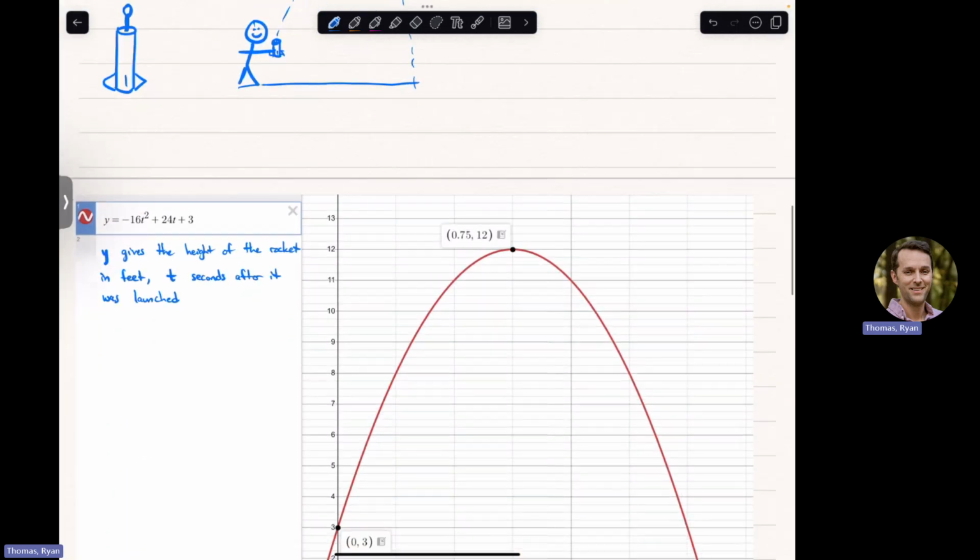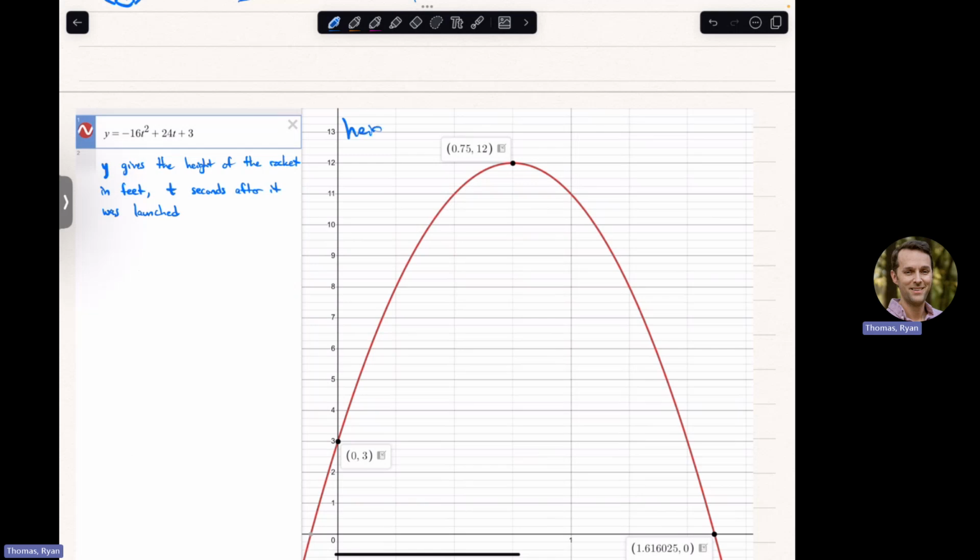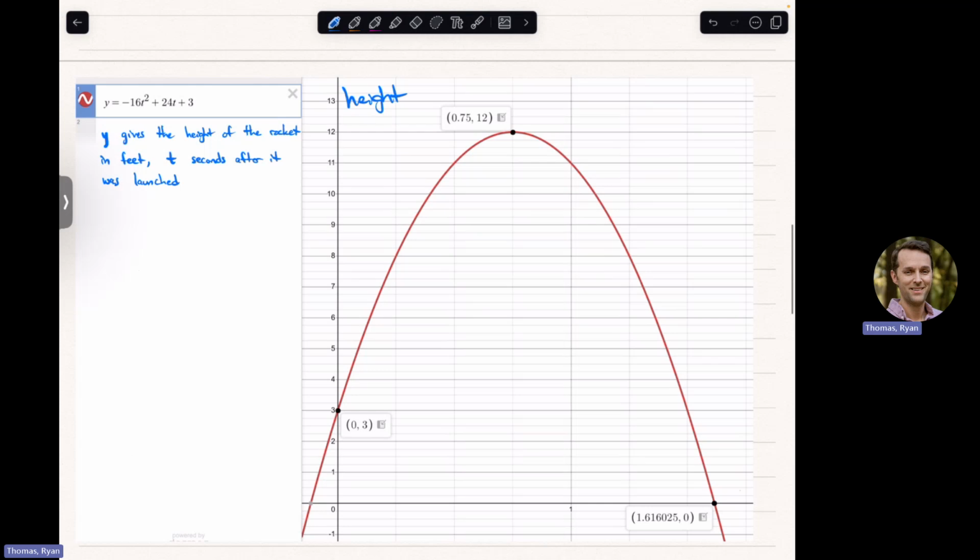Zoom out here a little bit. And here's the graph of that function. So again, this is height, and this is time. A couple things to notice. This is quadratic because of the t squared term. It's in standard form because I see the t squared term, a t term, a constant term. They're all separate. Nothing's factored. So it's in standard form.